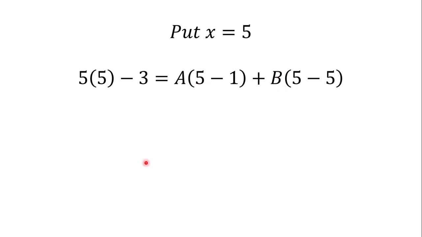Okay, so I'm just going to get 22 is equal to 4a. Let's divide both sides by 4. When you divide both sides by 4, we're going to get a is equal to 22 over 4. And 22 over 4 to the lowest term is 11 over 2. So a is equal to 11 over 2. All right. Now that we know the value of a and b, let's put them into the integral and continue from there.